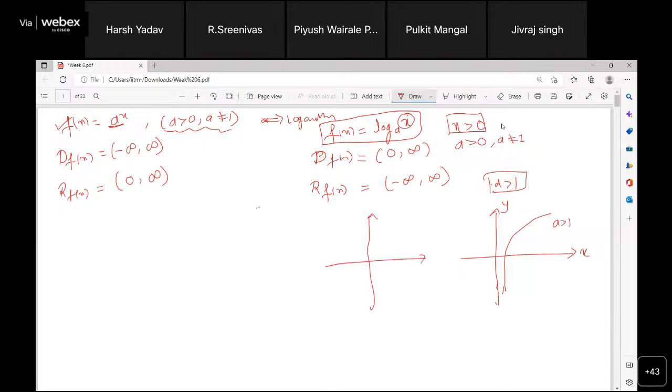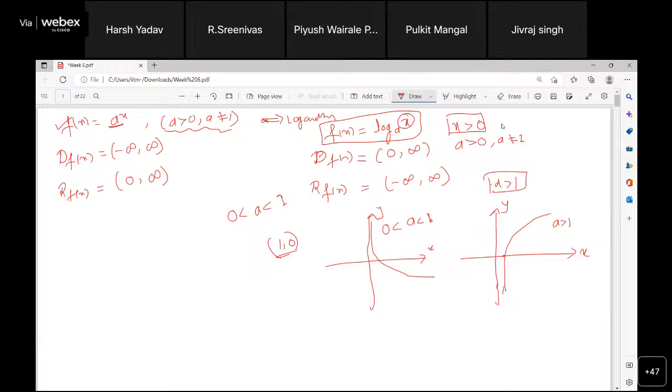And when a is between 0 and 1, in that case, what will the graph be? It is the reflection about the x-axis. So that will be like this. This is the graph for when a is between 0 and 1. And what will be the x-intercept in this case? 1, comma 0. Right. So this is the basic graphical representation of a logarithmic function.